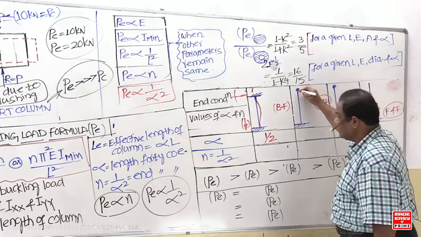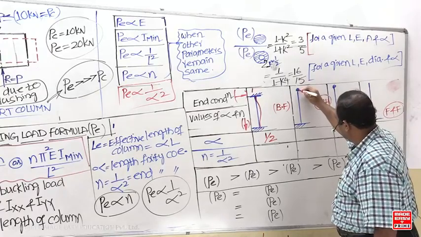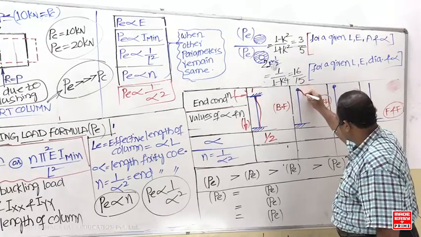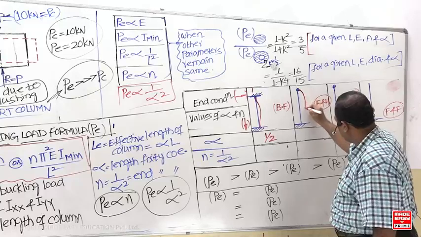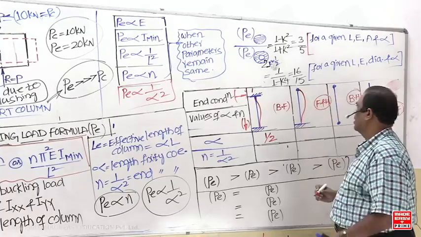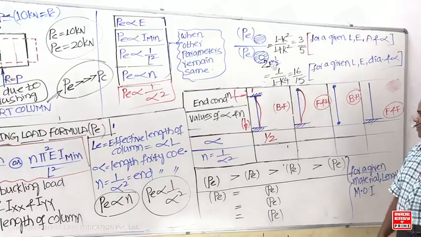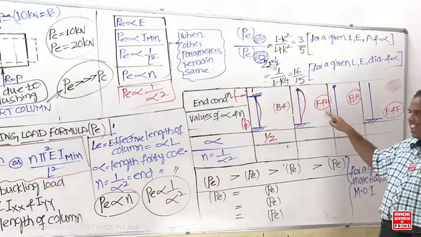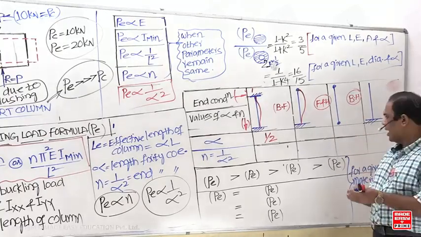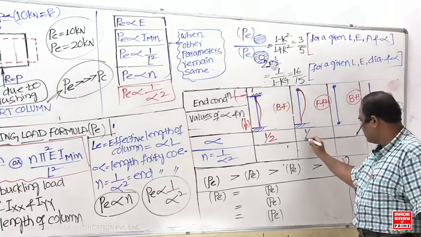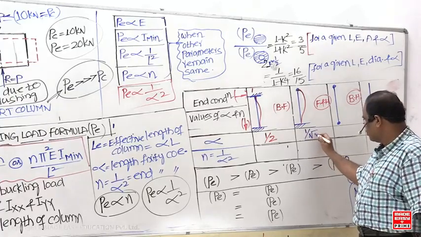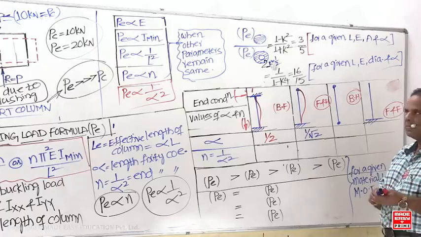A hinge support will permit rotation, so the slope is non-zero. This is the shape of the curve, which is similar to the elastic curve of a propped cantilever beam. For F and H, fixed and hinged, the alpha value will be 1 by root 2.